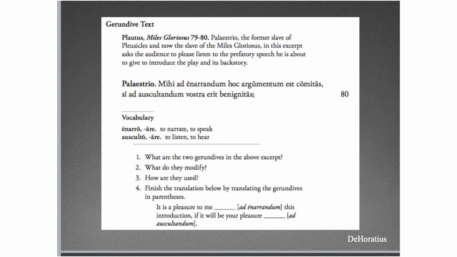All right, so what do they modify? Wrong color, sorry about that. Argumentum. How are they used? They're used to express purpose. That's what ad does. So it is a pleasure to me to narrate the argument, this introduction. If it will be your pleasure to listen to it, understood, to this introduction, understood.